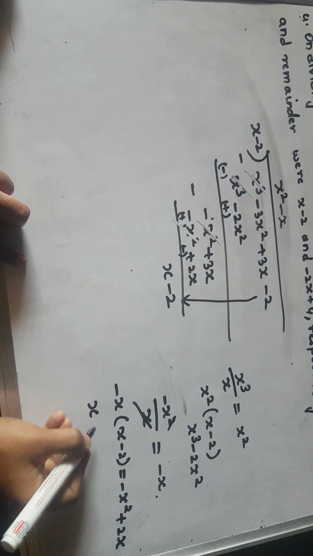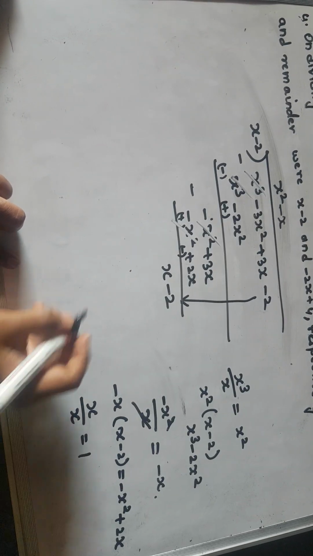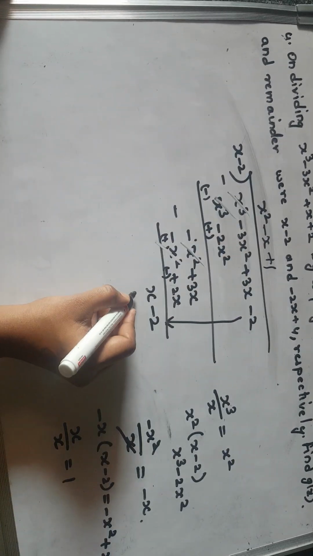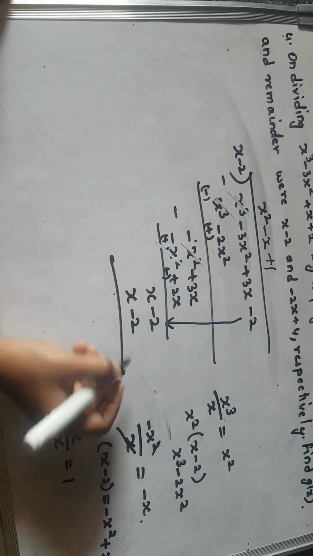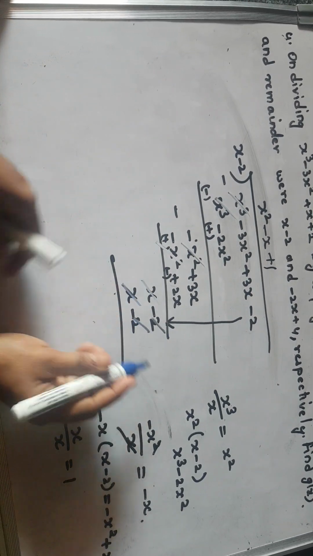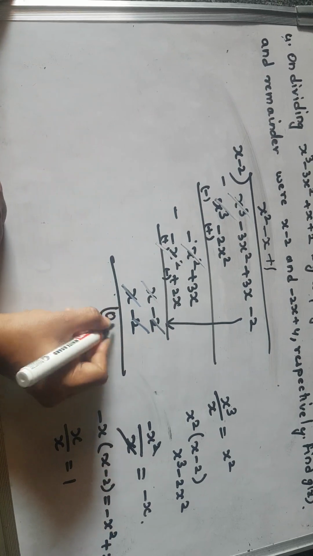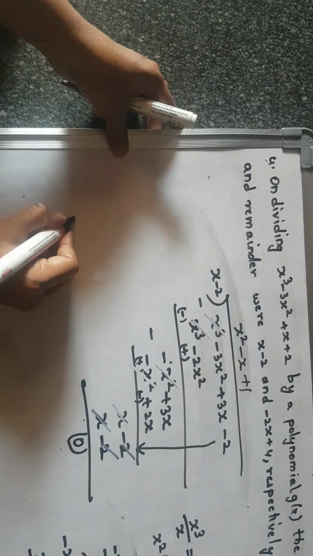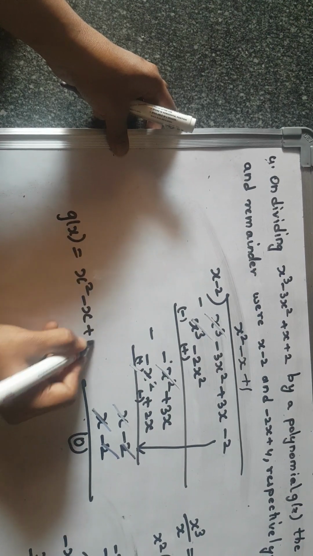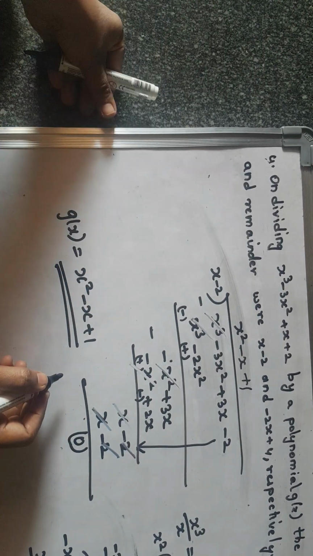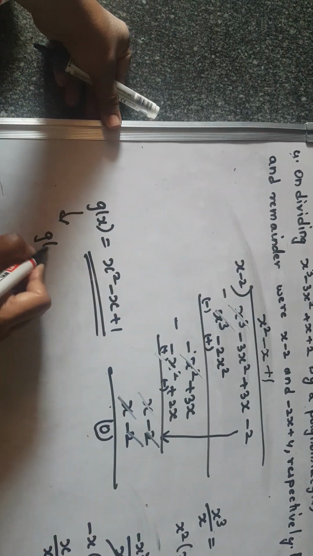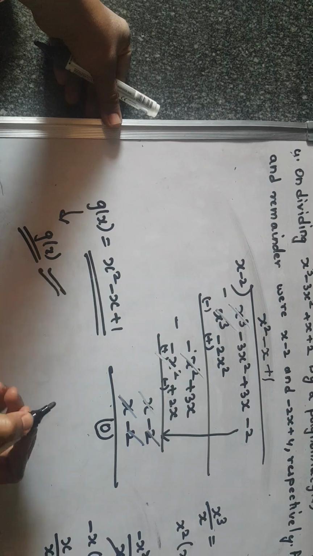So x by x becomes 1, which means we write plus 1. Multiplying gives x minus 2, and this cancels out. So the remainder becomes 0, which means g of x becomes x square minus x plus 1. So we found the g of x value.